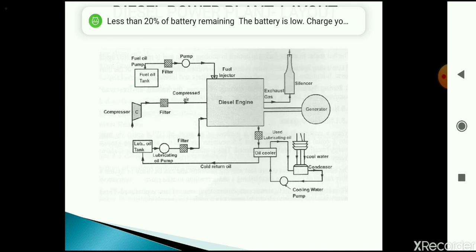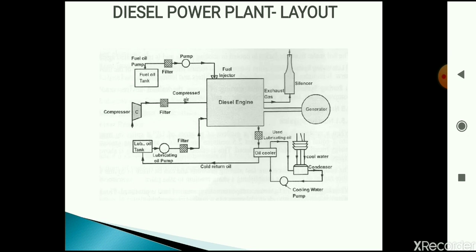Then again this oil, after cooling, is supplied to the lubrication oil tank, and through this tank it is again supplied to the diesel engine. This is the general layout and working of a diesel power plant.